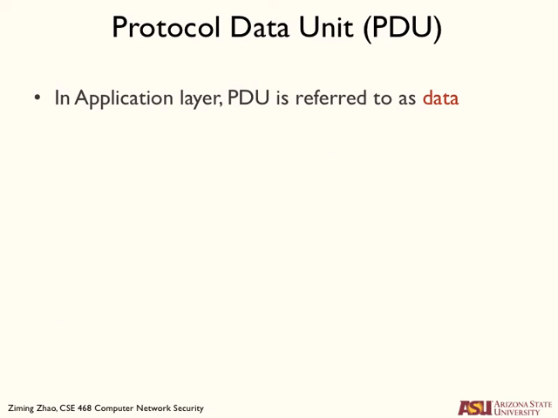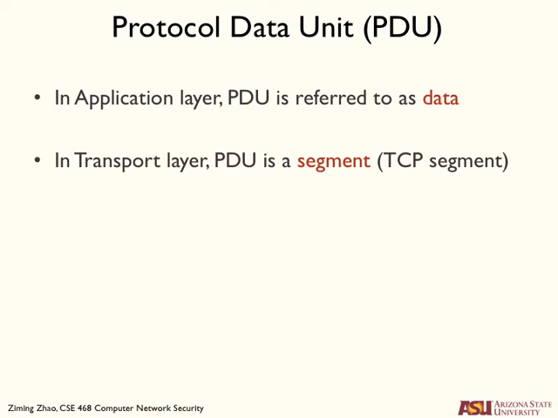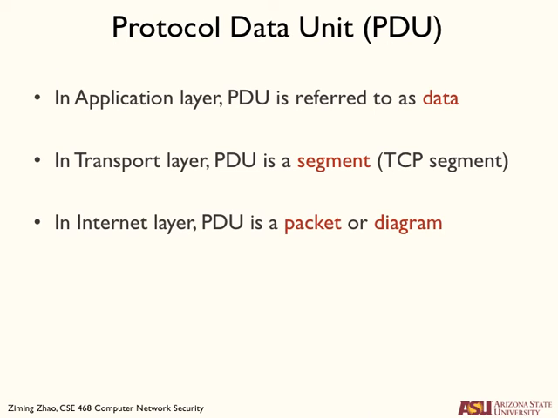At the application layer, a PDU is just called data or message, like the letter you're trying to mail. We treat it as a whole thing, the unit we're trying to mail. But at the transport layer, we will segment it, so the PDU is a segment. It's called a TCP segment, and if you are using the UDP protocol, it's called a UDP datagram. And at the internet layer, the PDU is a packet or a datagram. I believe packet is the most familiar word here.